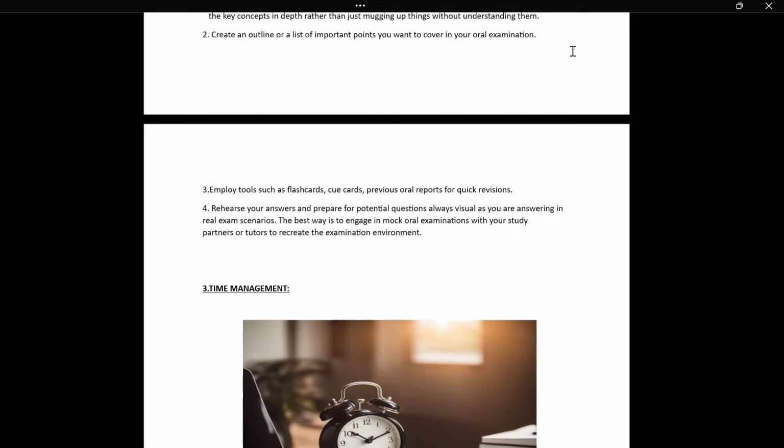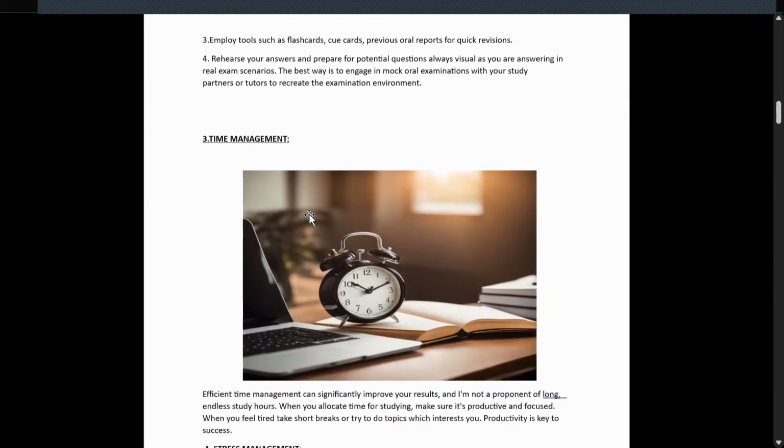Okay, so please create an outline of what you're going to read. Right? What is the third point? Employ tools such as flashcards, cue cards, previous oral reports for quick revision. Now, what are these tools?